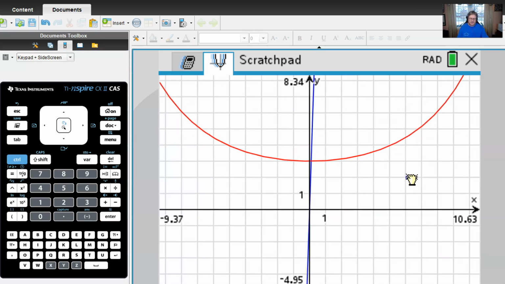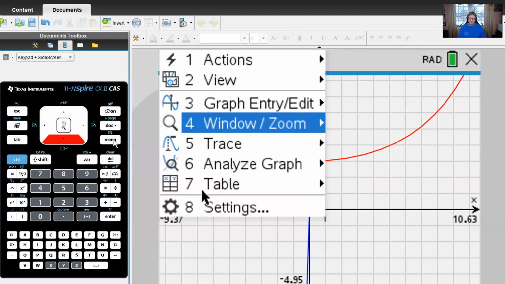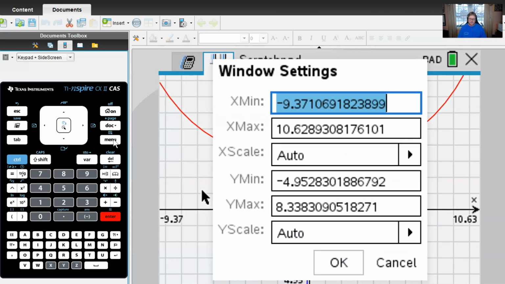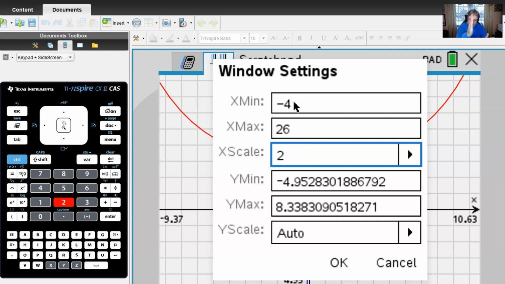Well, we could slide this around, or we could just jump right to it in the graph menu window zoom. And I'll tell you what I'd like to do for my window settings. I know that I can't have negative time. I do know that my maximum time should be about 24, but I want to be able to see the y-axis. So maybe I'll take this to -4 and I'll take this to like 26 so that I can certainly fit those in my window. And then I could use a scale of 2 so I don't have so many tick marks.